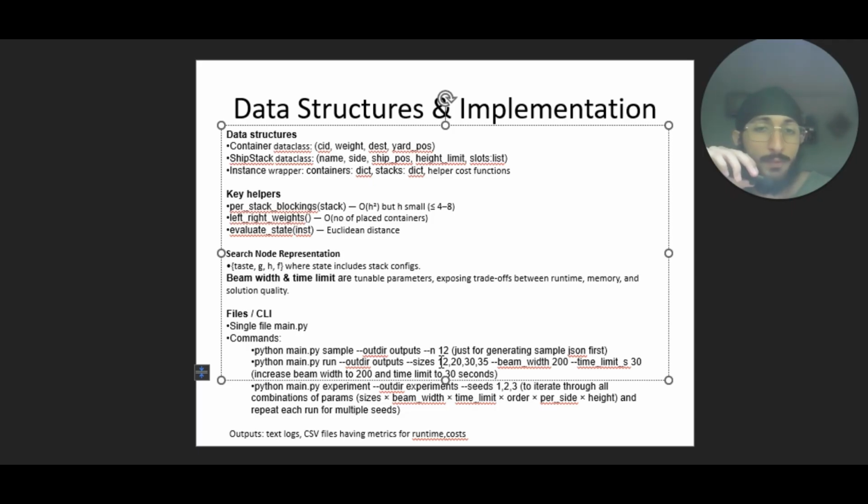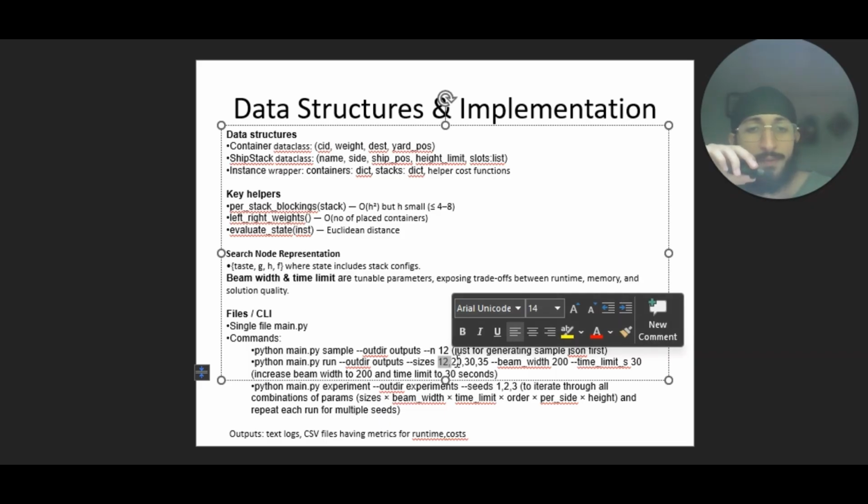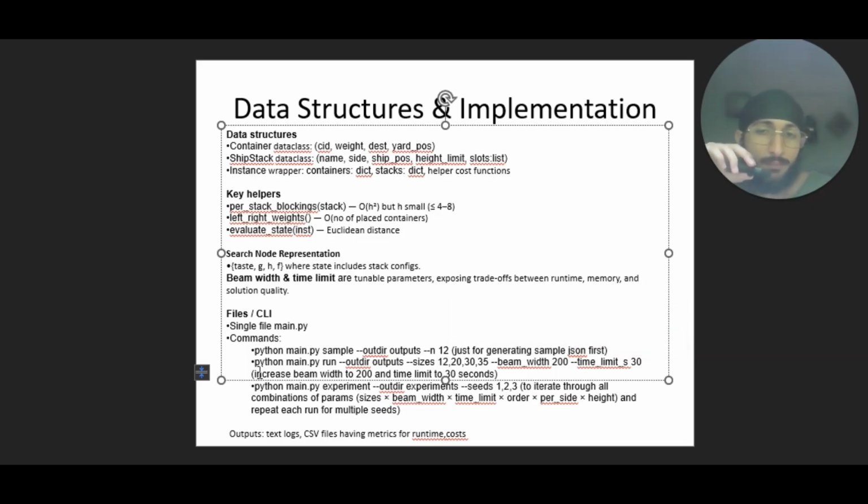We have created different combinations. First we'll consider the number of containers as 12, then n equal to 20, then 30, and then 35. This increases the beam width to 200 and the time limit to 30 seconds. We can also decrease it, like 100 and time limit as 15. I talk more about this in the results, how it's changing. And then the third command is Python main.py, the main function I have used here, and we call the experiment function. In the output directory, we store experiments.